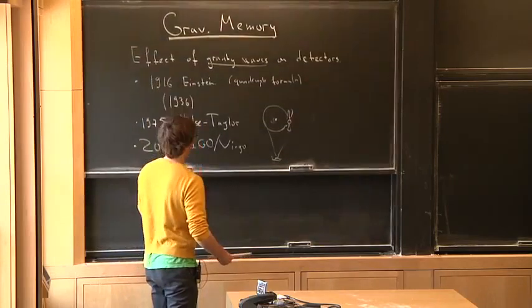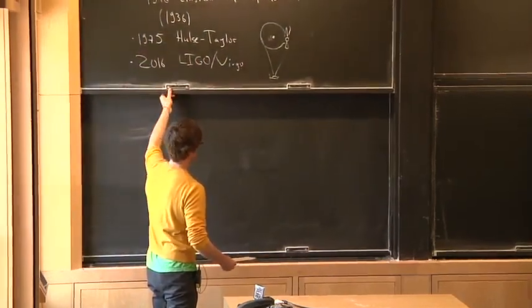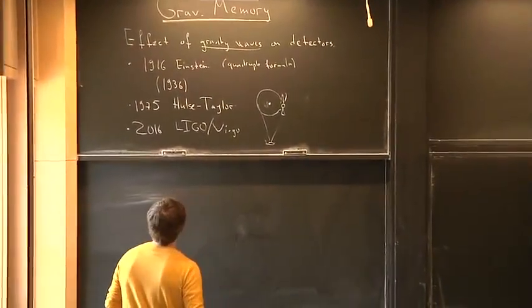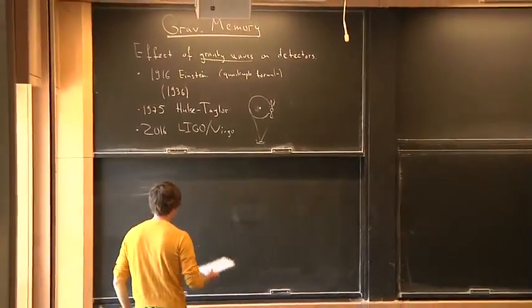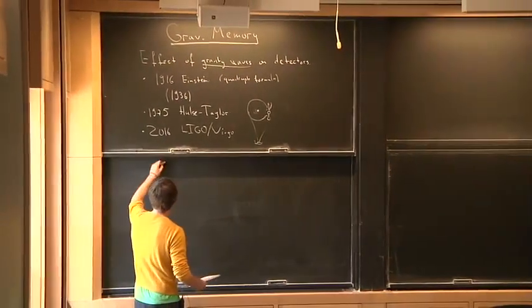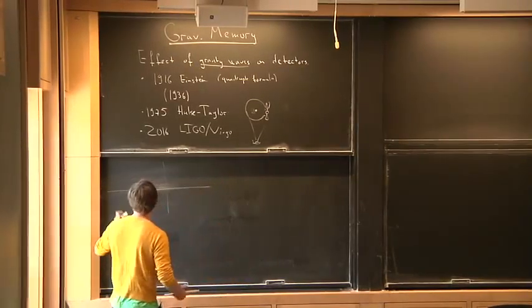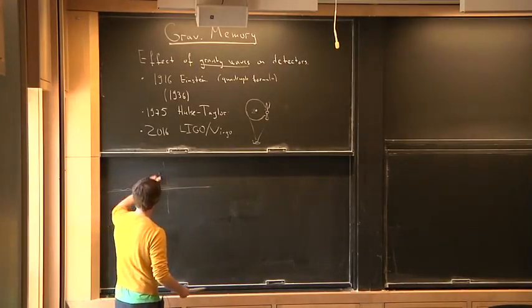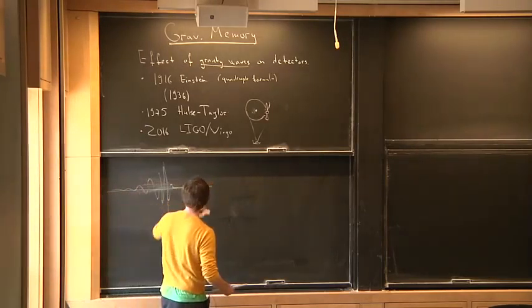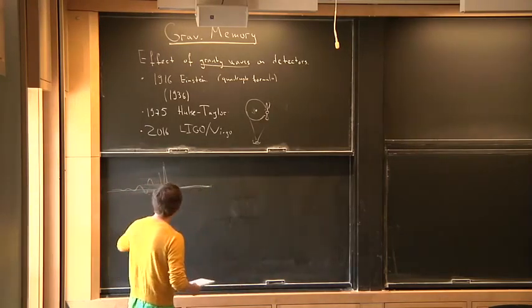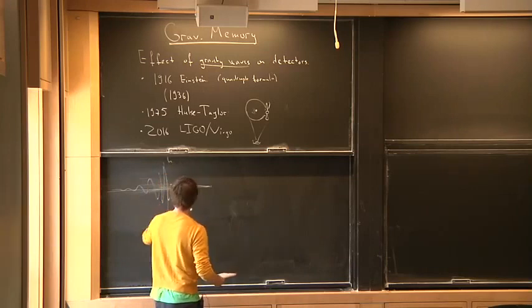and you have probably all seen this plot, from the coalescence of black holes, where, to me, it looks something like this. You have nothing, then you have an intense phase, and then nothing. And this is called strain, and this is time.